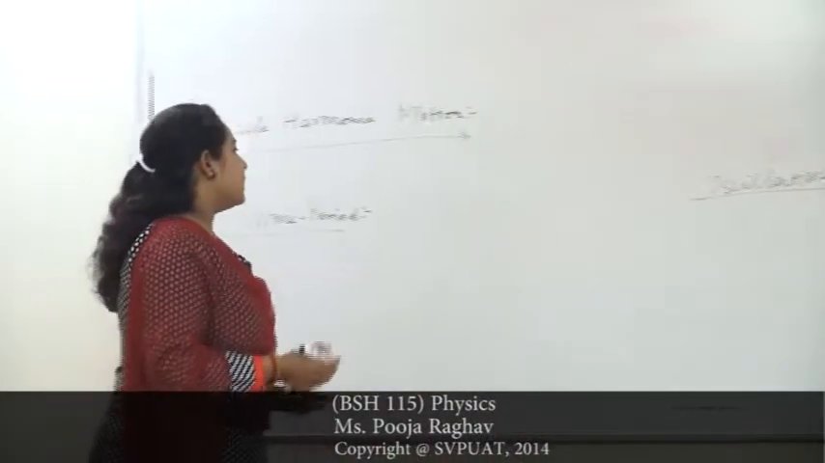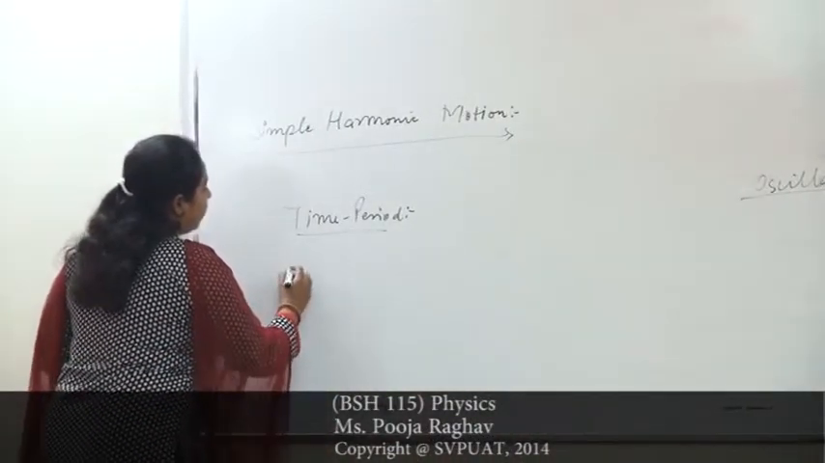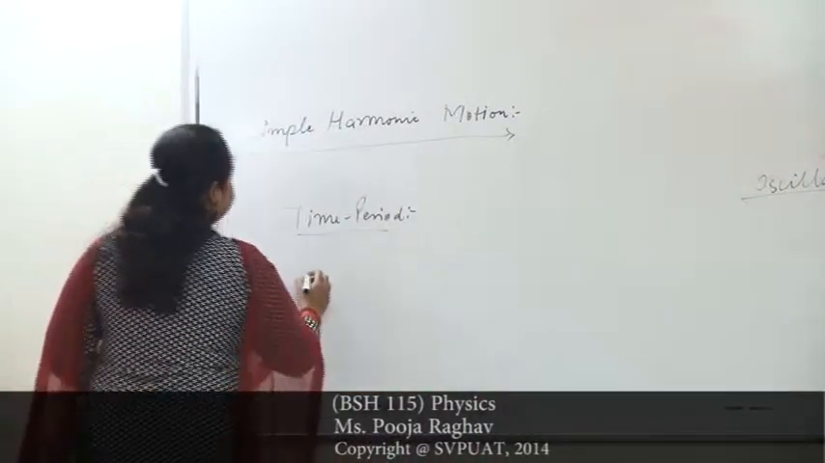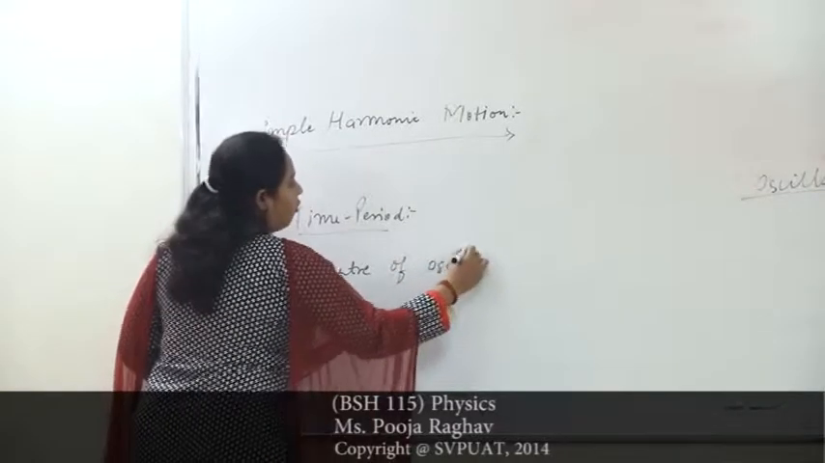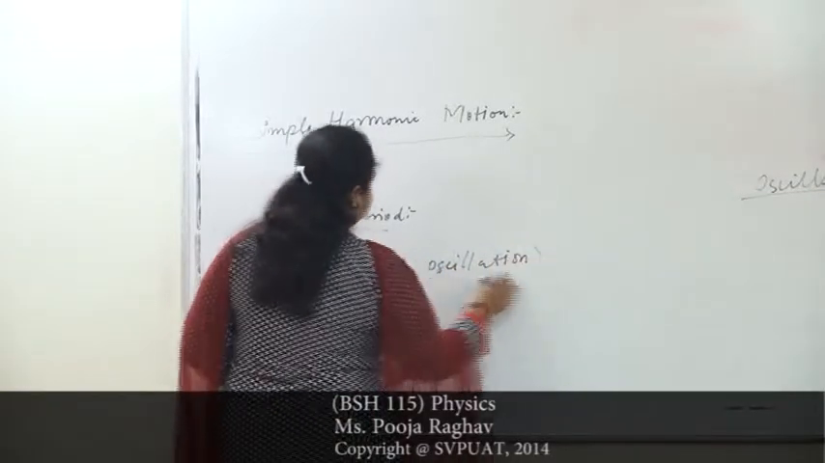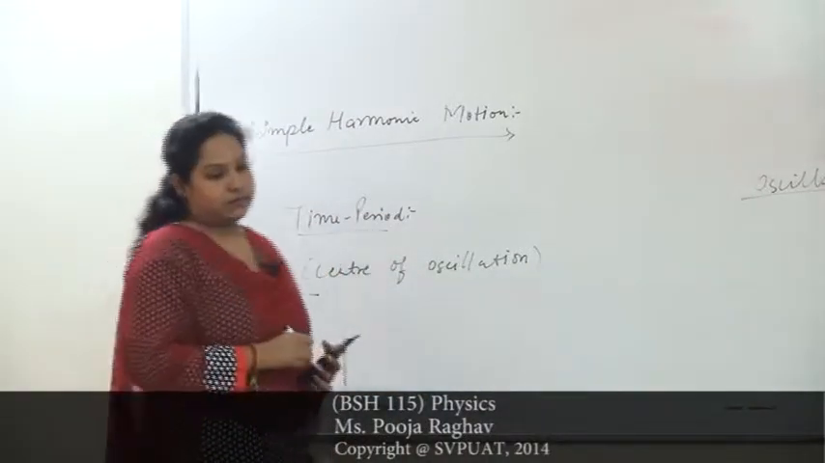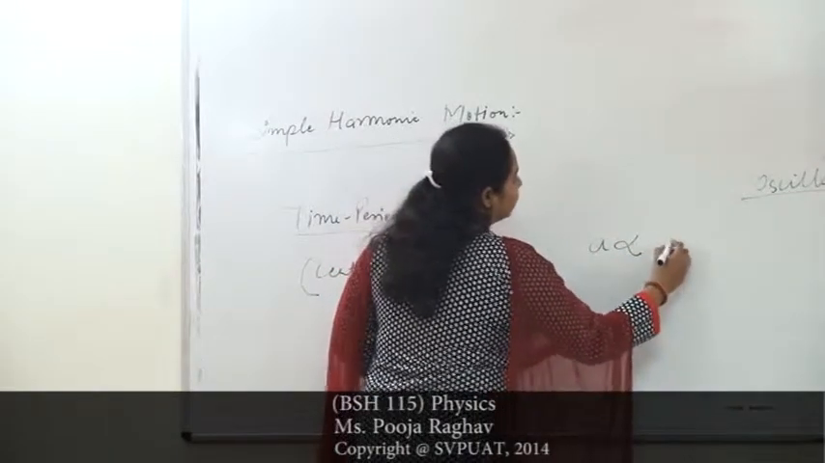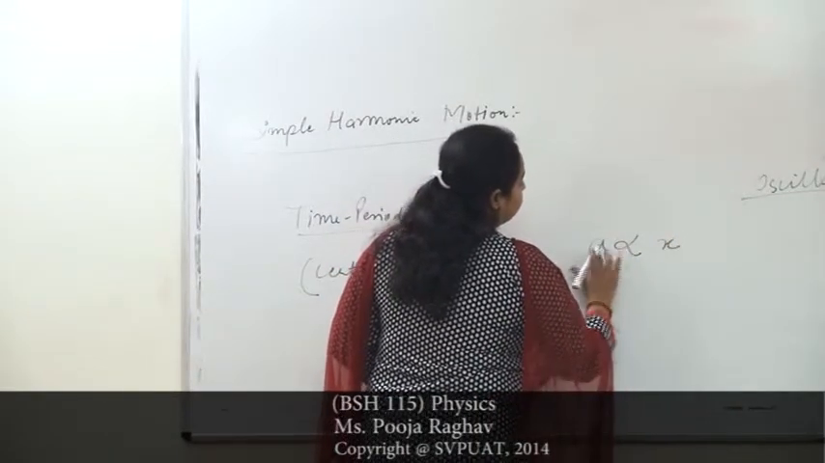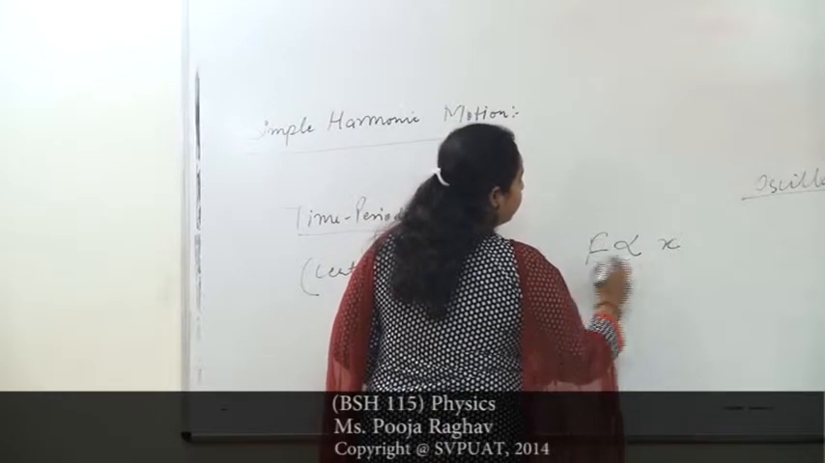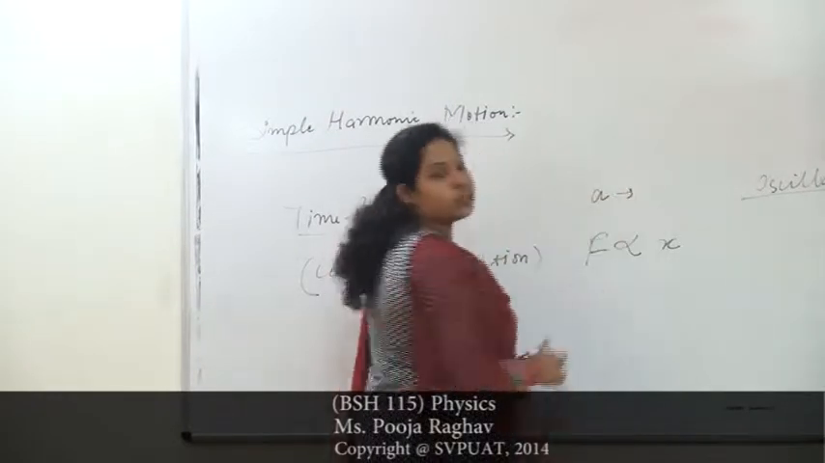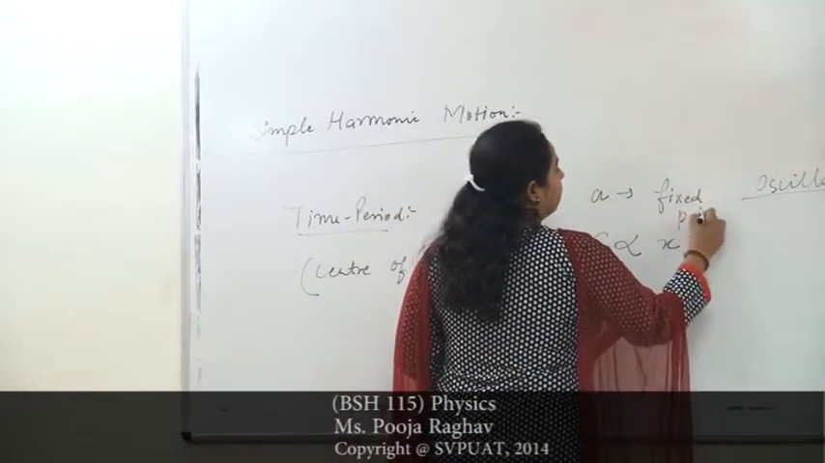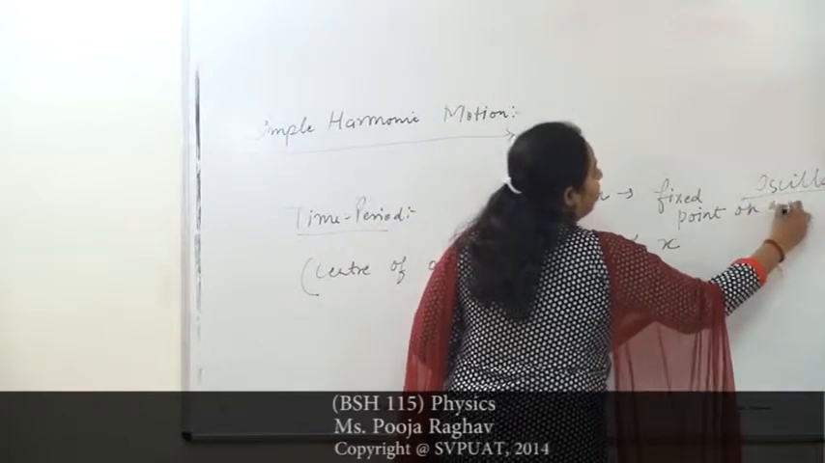Simple harmonic motion is a motion in which the particle moves about a fixed point on a straight line, that is called the center of oscillation. Acceleration is directly proportional to the displacement, force is directly proportional to the displacement, and acceleration is always towards the fixed point on a straight line.